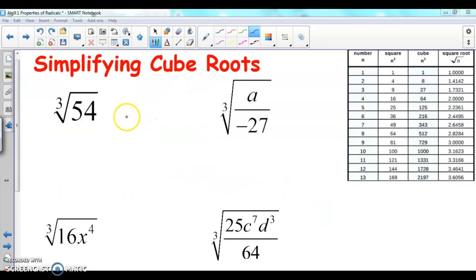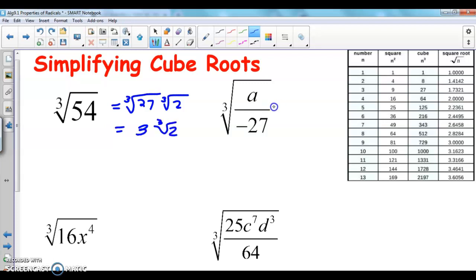Okay, last set of examples. 54. It doesn't appear here. So definitely 64 is out. So the next smaller one is 27. Now does 27 go into 54? Yeah, it does. 27 times 2 is 54. So we're going to break it down into cube root of 27 times cube root of 2. What's the cube root of 27? 3. So we put 3 for the first one, and then cube root of 2. That's it.